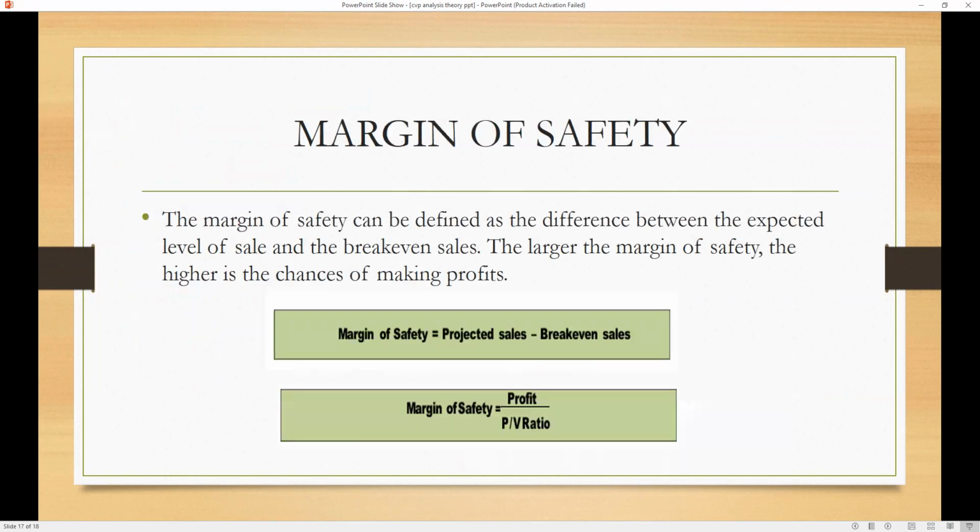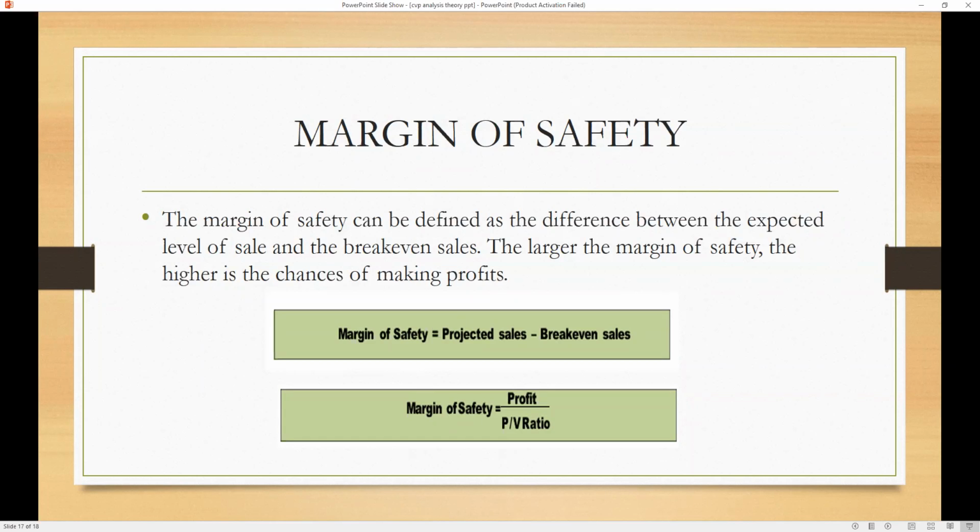The last concept is margin of safety. So what is margin of safety? Margin of safety is defined as the difference between the expected level of sale and the break-even sales. The larger the margin of safety, the higher is the chance of making profits. So margin of safety is calculated to know the chances of making profits. Your break-even sales is 10,000. Your projected sales is 15,000.